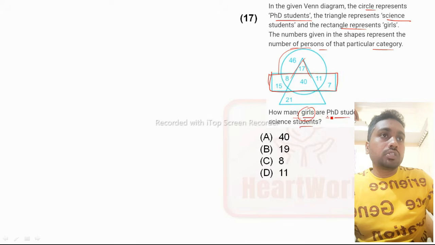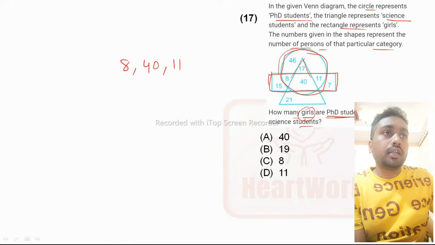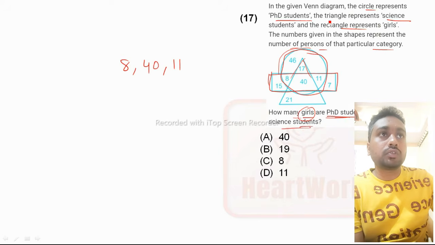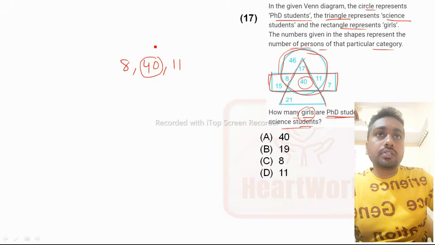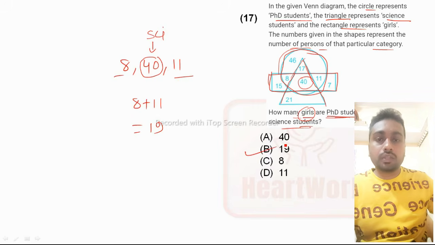In girls, who is a PhD student? PhD student means this circle part. So here only 8, 40 and 11 are PhD students among girls, and it's mentioned not a science student. Science is represented by the triangle, so whoever is under this triangle, we need not consider. So 40 is coming under the triangle, meaning science student. So only 8 and 11 are PhD girls. So 8 plus 11 is equal to 19. Option B is the right answer.